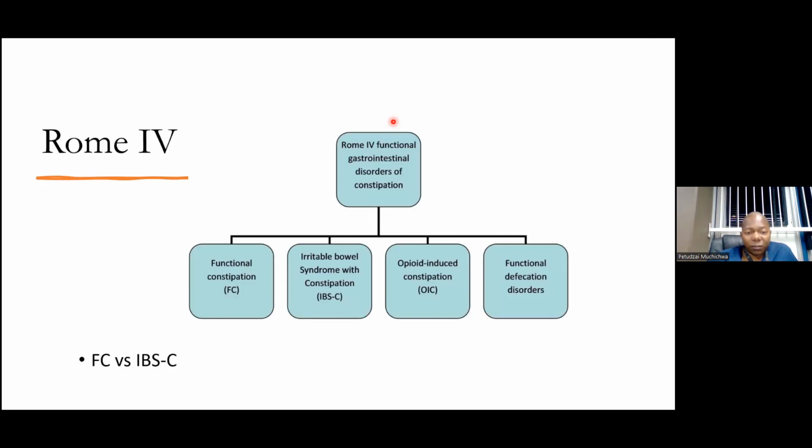The Rome IV functional gastrointestinal disorders of constipation has four entities. It has functional constipation, which is defined as being constipated for more than 25% of defecations, and also fulfilling the definition of constipation that we alluded to earlier, which is straining, lumpy hard stools, sensation of incomplete evacuation, sensation of anorectal obstruction or blockage, and the use of manual maneuvers to facilitate evacuation.